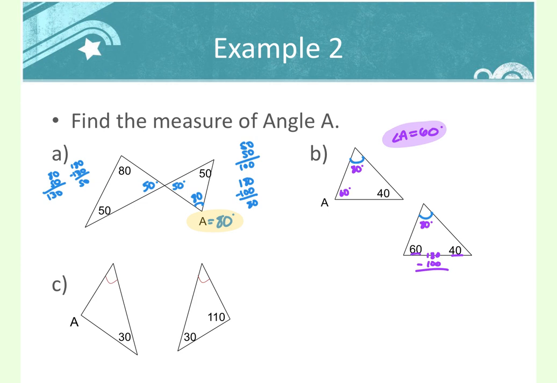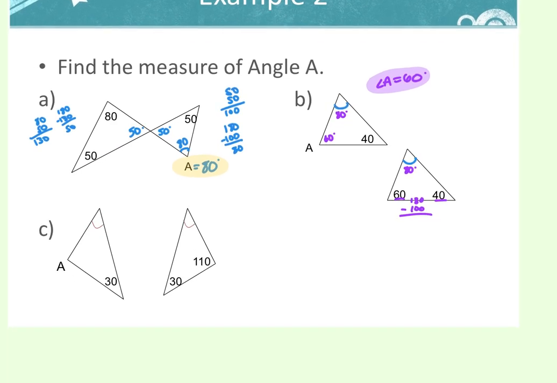And lastly, in C, you've got 30 and 110, which is 140. Subtract that from 180. I get 40 degrees. This would also be 40 degrees. Together, this is 70 degrees, which means that remaining angle is 110 degrees.